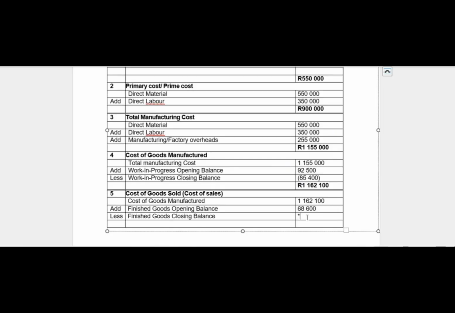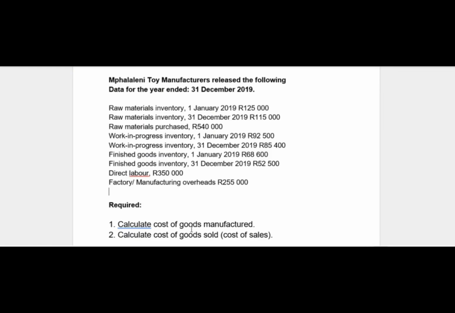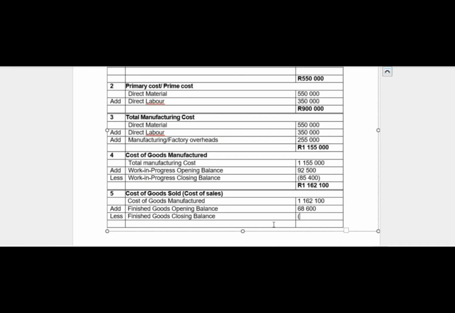You less, all right? Bracket right there. How much is your finished goods closing or finished goods at the end? Our finished goods at the end is the inventory or finished goods on the 31st of December 2019, which is 52,500. So let's go there. 52,500. All right, and then you close there. So now we are done with all the information we needed to calculate cost of goods sold. So now let's put that on the calculator quickly.